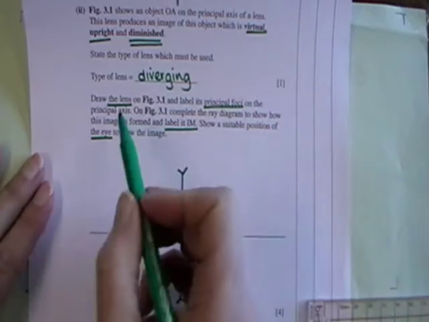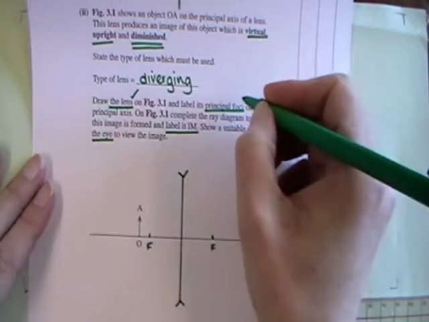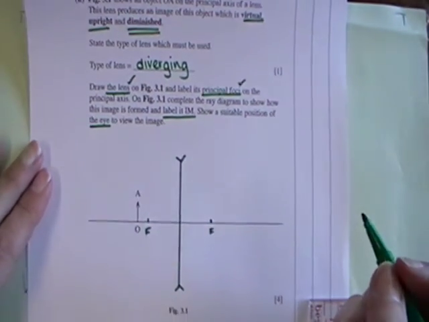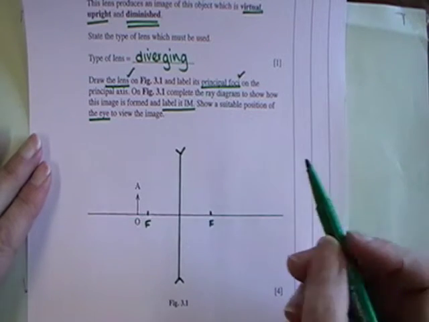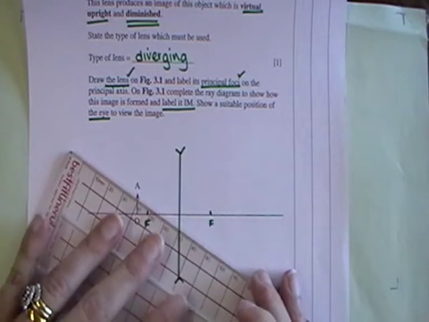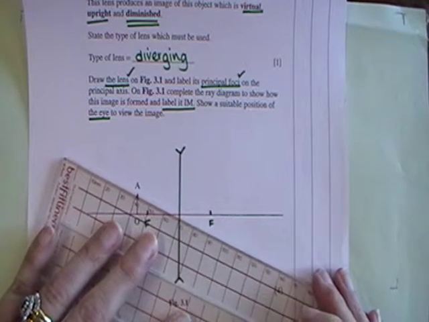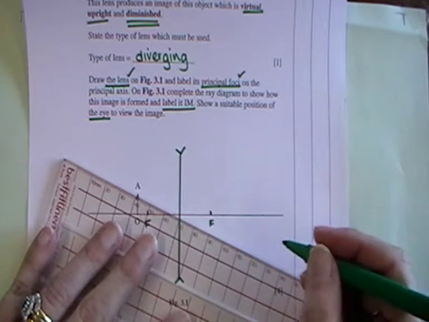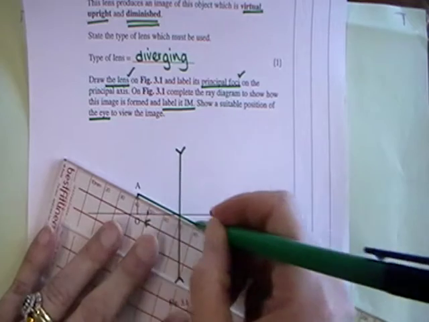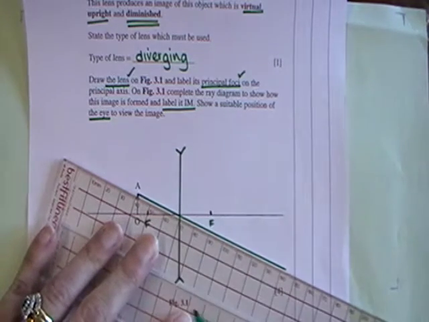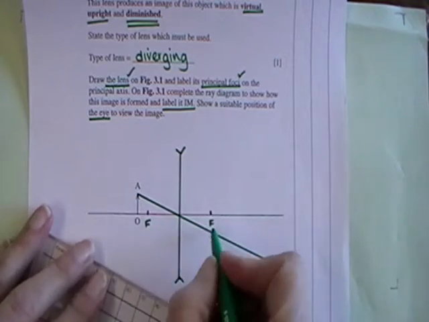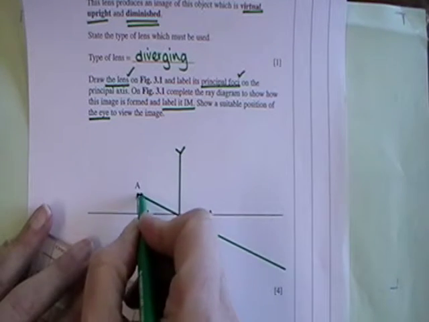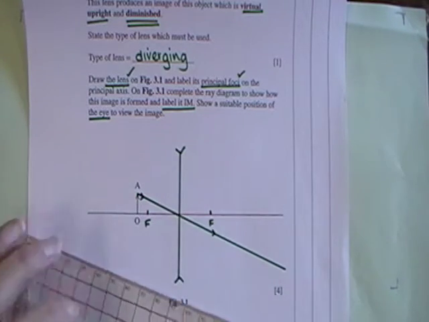So checking the question, we've drawn the lens and we've labelled the principal foci. Now we're going to complete the ray diagram to show how the image is formed, and we're going to label it IM. The first ray for a diverging lens, we draw through the optical centre and it passes straight through undeviated in the optical centre. That's simply a line presently. We must put an arrow on it to make it a ray.